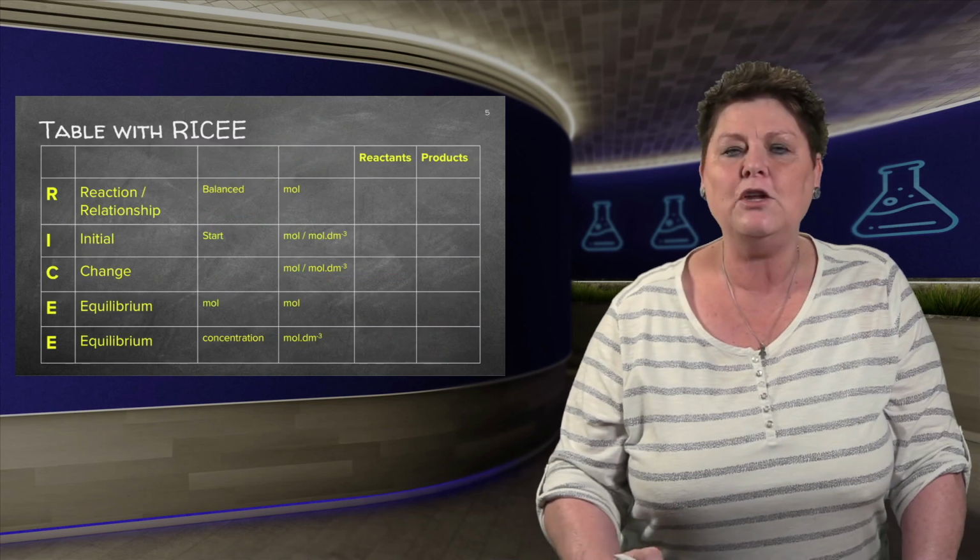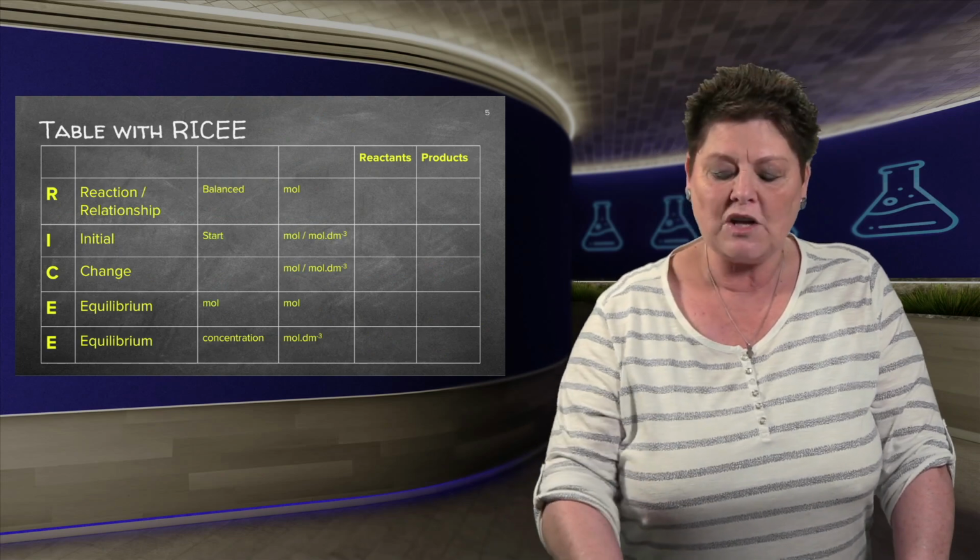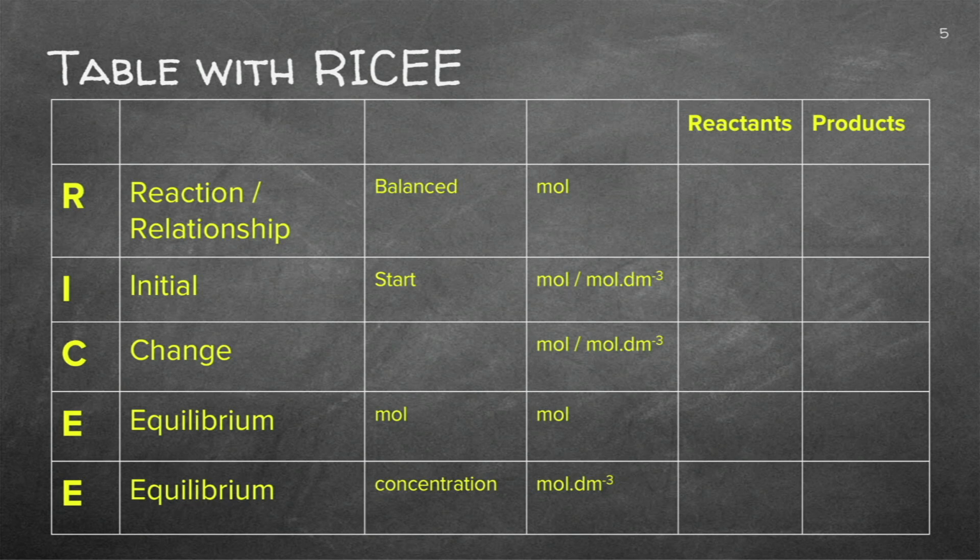Draw a table and use the acronym RICE or RICE. Now many books only use RICE. I do it with a double E, and you'll see now why I'm doing that. Firstly, the R is for the reaction or the relationship or the ratio. It's not important what the R stands for. It's important that you can rely on the fact that you've got to start with a balanced equation. Secondly, you need to know that the unit of that balanced reaction is mole.